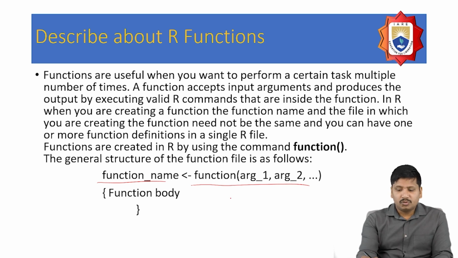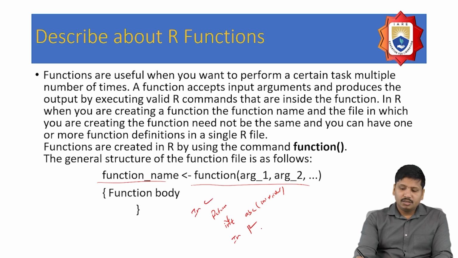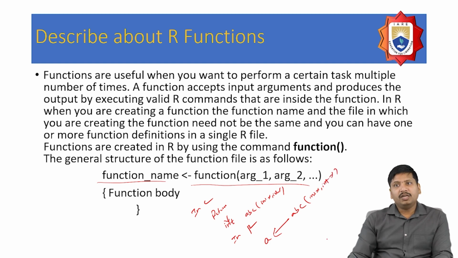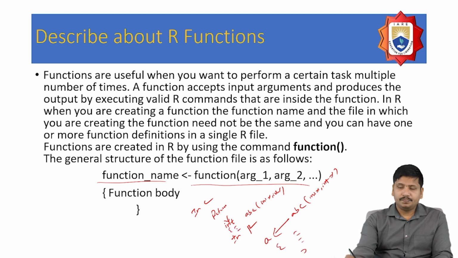One difference is that in C programming you have to mention the return type and the function name, and we pass the arguments here. But in R, we have to specify the variable, and to that variable we assign the function. Like this, we declare the functions in our program, and then we write down the body of the function.